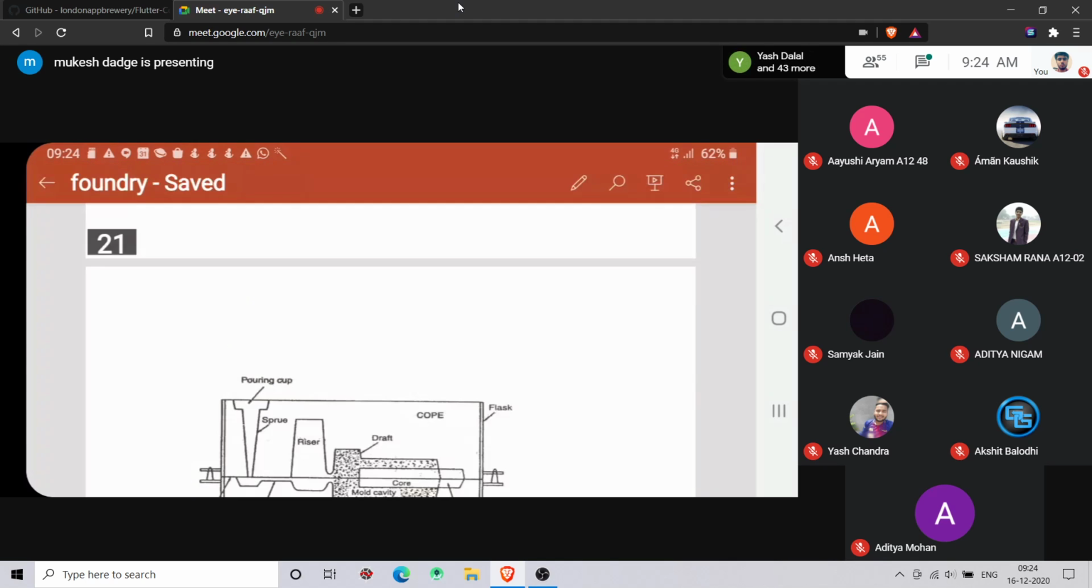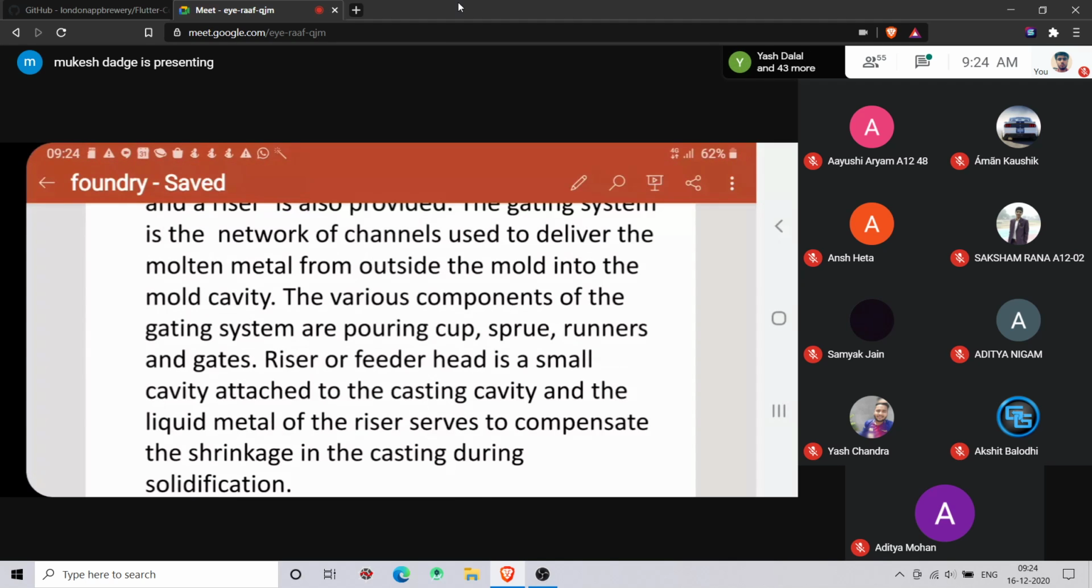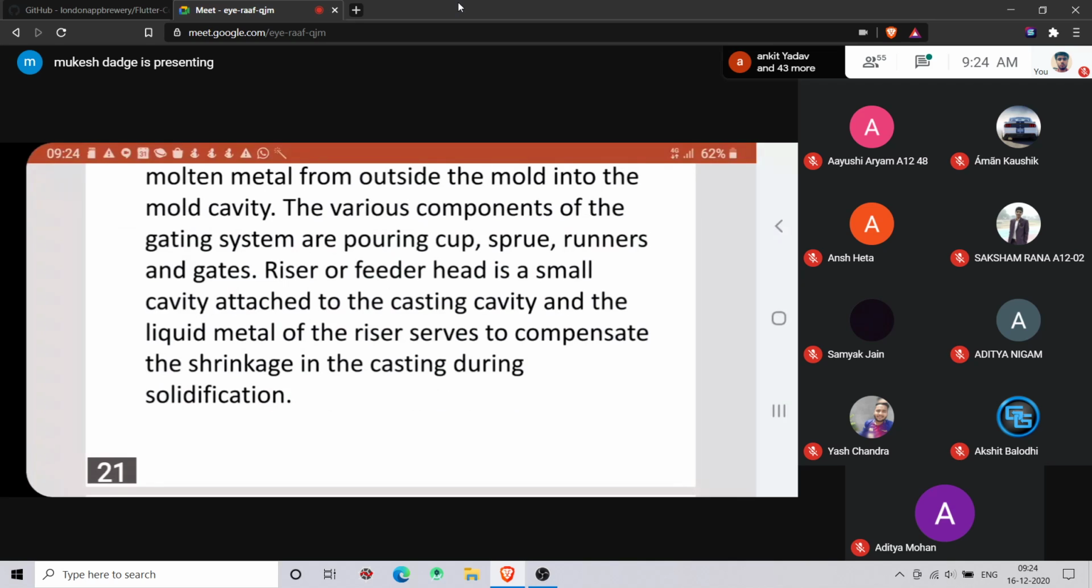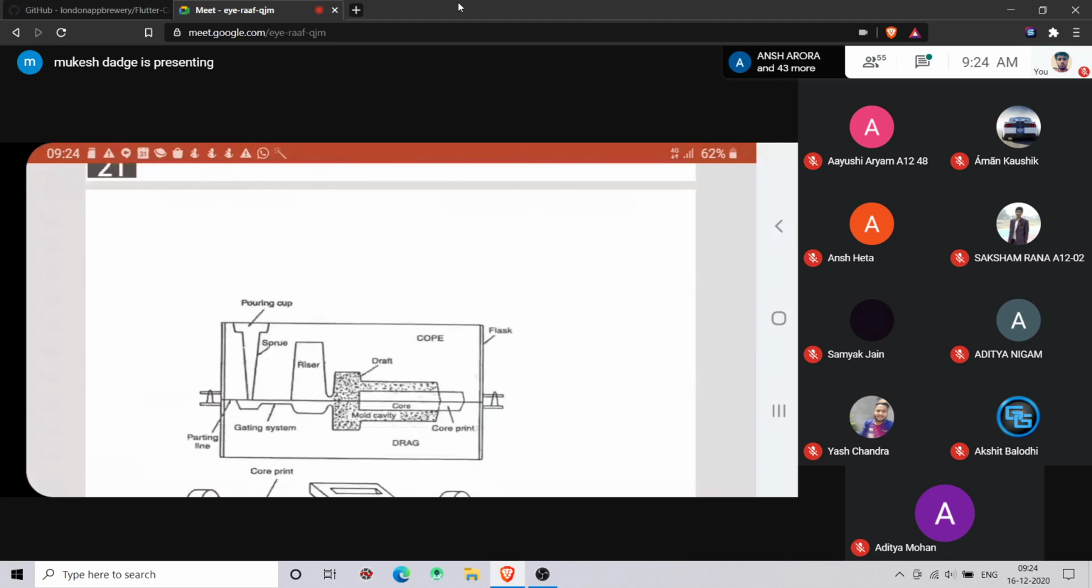The gating system is a network of channels used to deliver the molten metal from outside the mold into the mold cavity. The various components of the gating system are the pouring cup, sprue, runners, and gates. A riser or feeder head is a small cavity attached to the casting cavity, and the liquid metal of the riser serves to compensate for the shrinkage in casting during solidification. This is an important point for the riser. You can see the riser here.